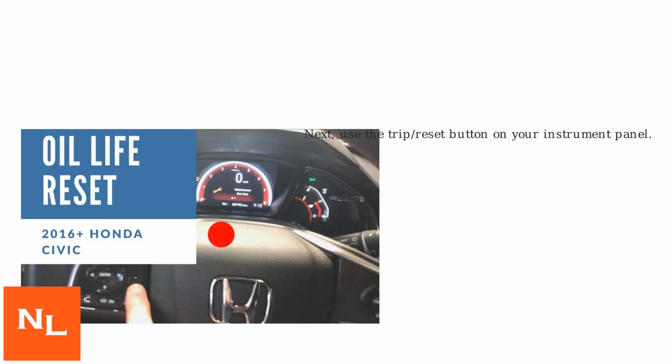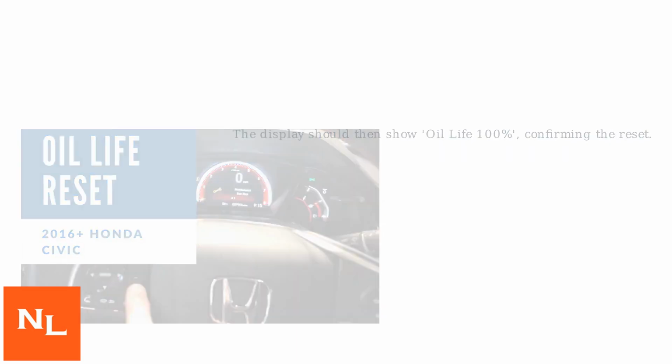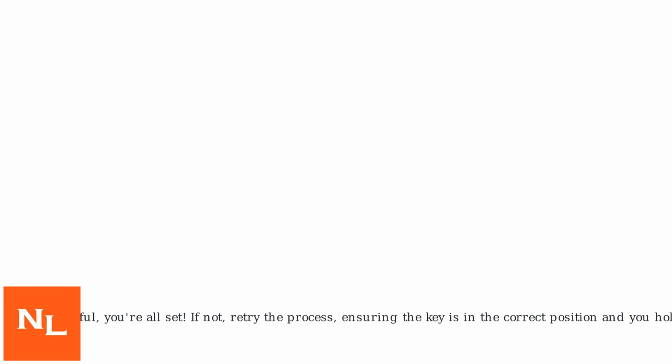Next, use the trip reset button on your instrument panel. Press it repeatedly until Oil Life appears on the display. Once you see Oil Life, press and hold the same button for about 10 seconds. The display should then show Oil Life 100%, confirming the reset. If successful, you're all set. If not, retry the process, ensuring the key is in the correct position and you hold the button long enough.